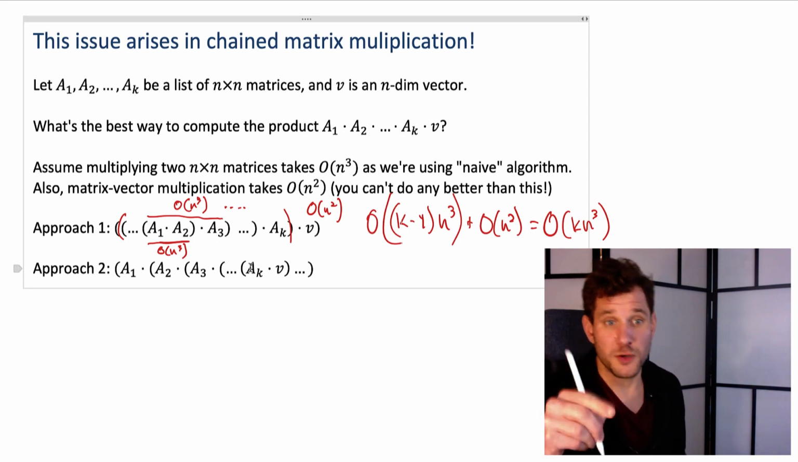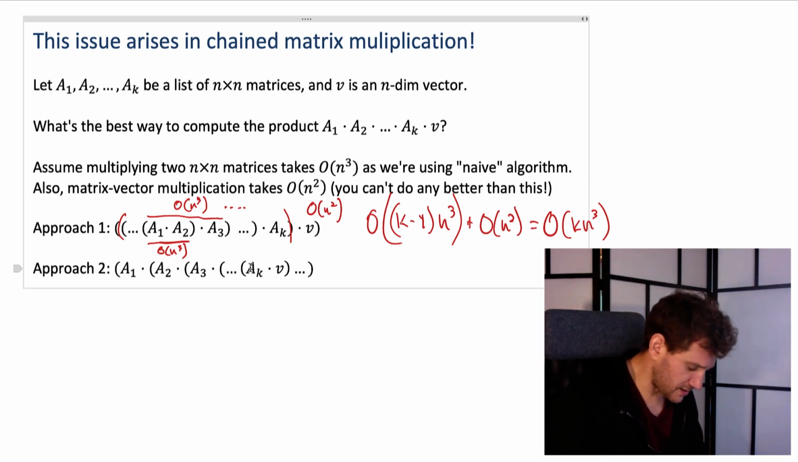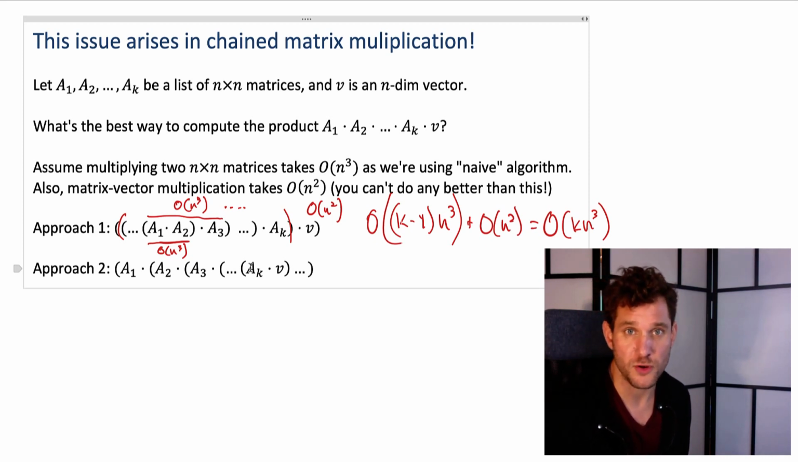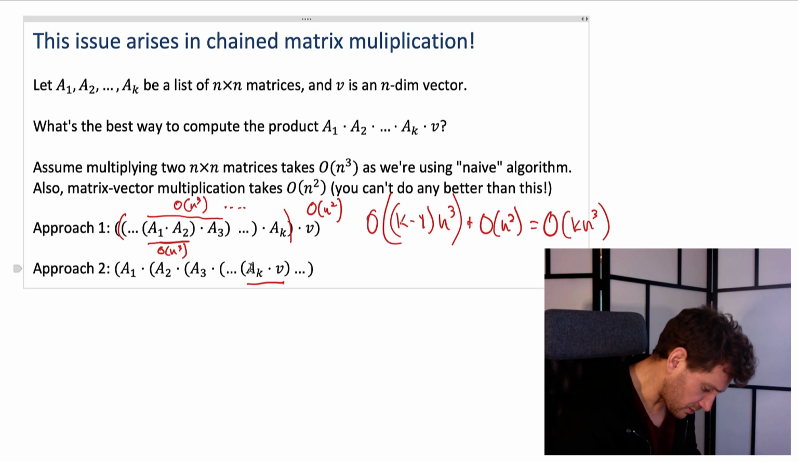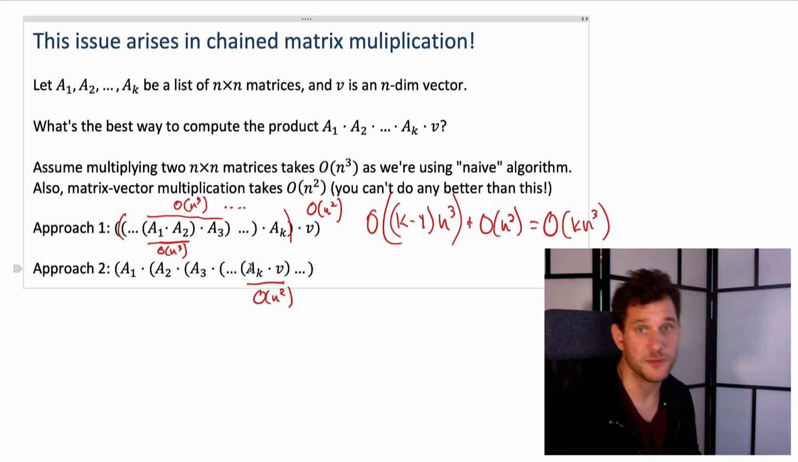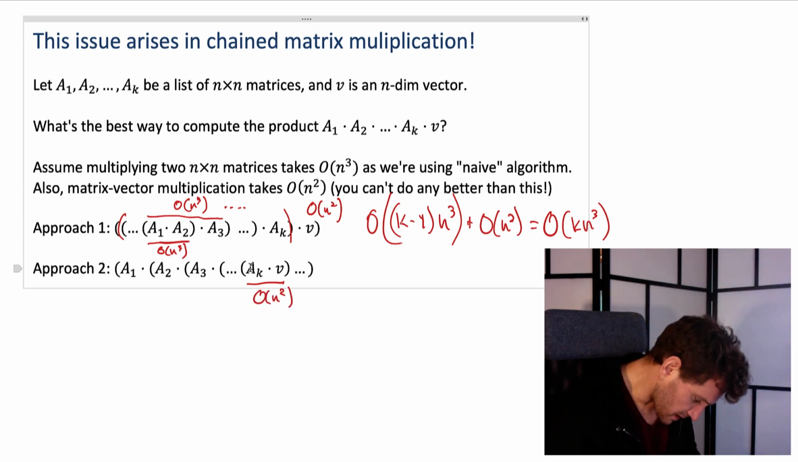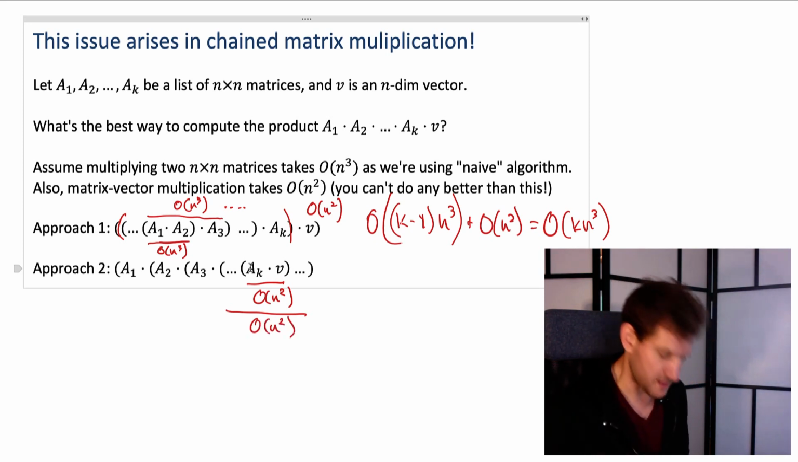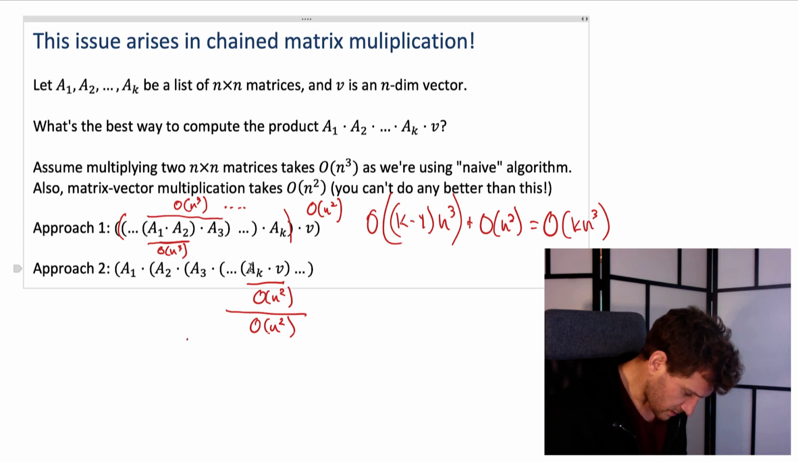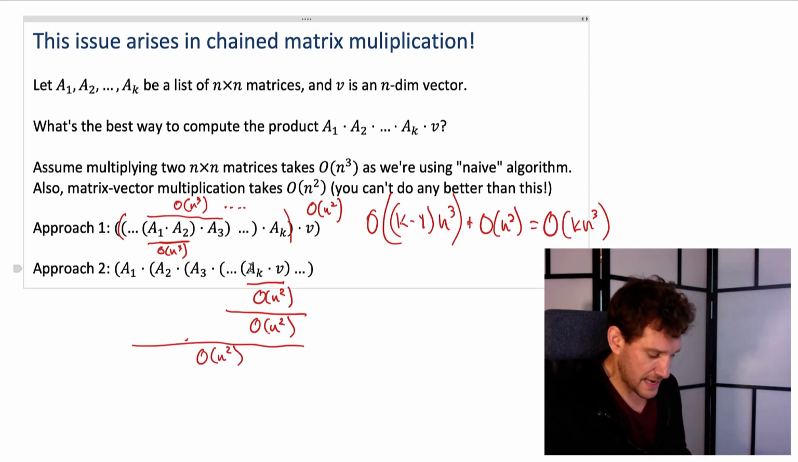Now let's consider the alternative way. Let's say approach 2. If we decided to do approach 2, you'll notice that every multiplication in approach 2 is a matrix times vector multiplication. So here, this is an O of n squared operation because it's a matrix times a vector. The next one's going to be another O of n squared operation. And if we keep going, we're going to get an O of n squared operation for each one of these things. The last one's again going to be an O of n squared operation because A_k times v is a vector.